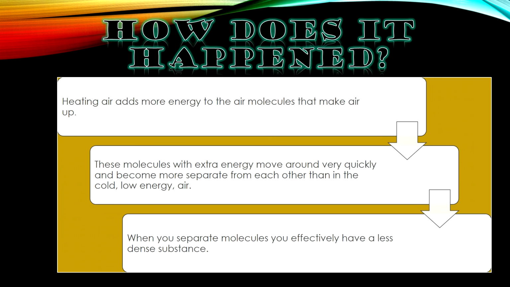Okay, for the rocket tea bag experiment, how does it happen? Heating air adds more energy to the molecules that make up air. These molecules with extra energy move around very quickly and become more separate from each other than in the cool, low-energy air. When you separate molecules, you effectively have a less dense substance.